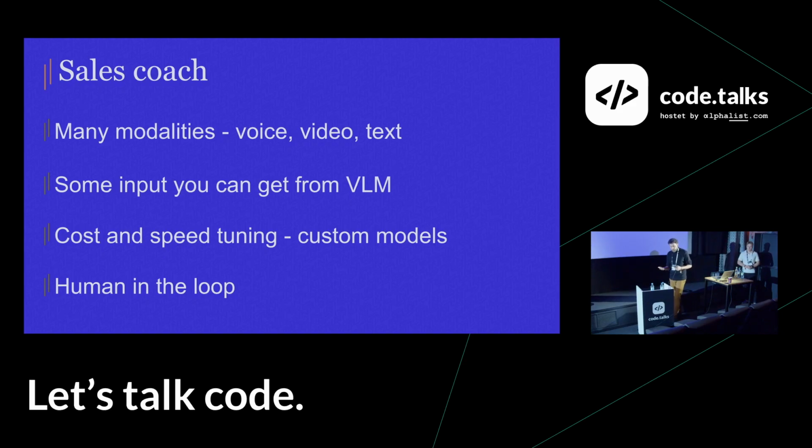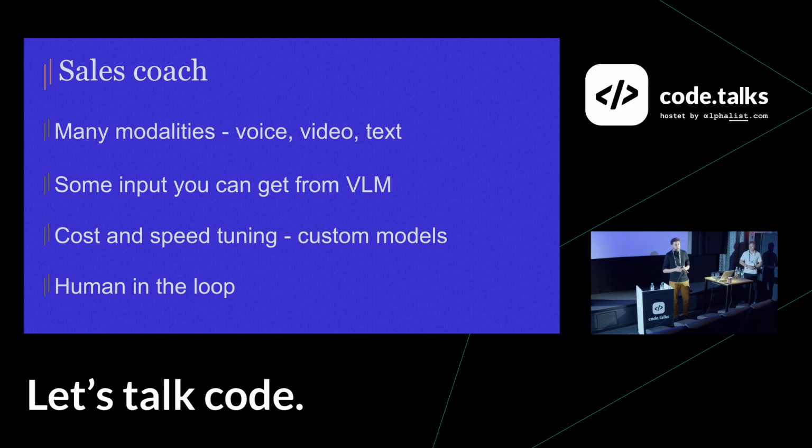Some of the input, some of the processing you can get from multimodal LLMs. For instance, Gemini is surprisingly good at spotting some of the gestures, like, okay, I lean back, I cross my arms and stuff like that. But it's extremely slow and expensive, so at the end of the day you need to build those smaller, specialized models which are better at cost and better at speed as well.